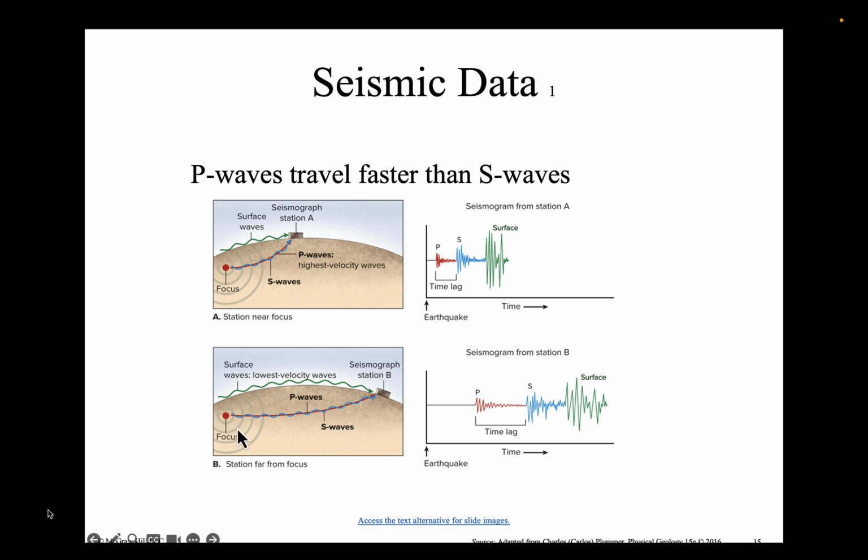The farther that these waves travel, the greater is the time lag between the S and the P waves. So P waves travel faster, so you capture the P waves first, and then you capture the S waves, and then the surface waves, which are the last to be captured. So the farther that you are from the focus, the longer it takes for S waves to arrive at your seismograph, your equipment. So if you know the speed of these two waves, you can calculate the distance from the source.